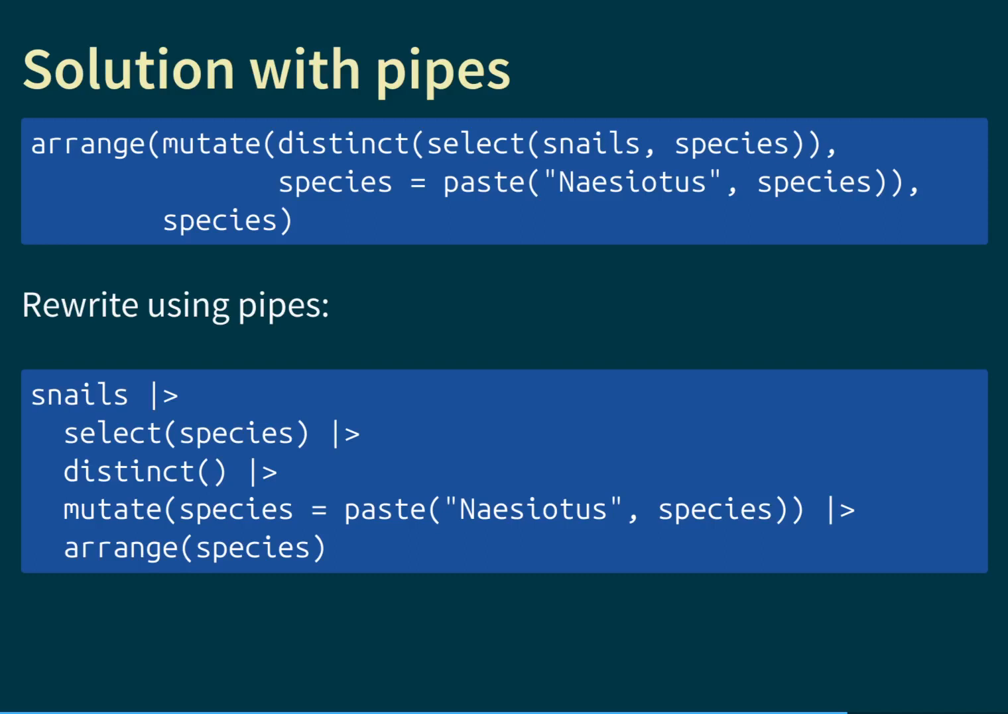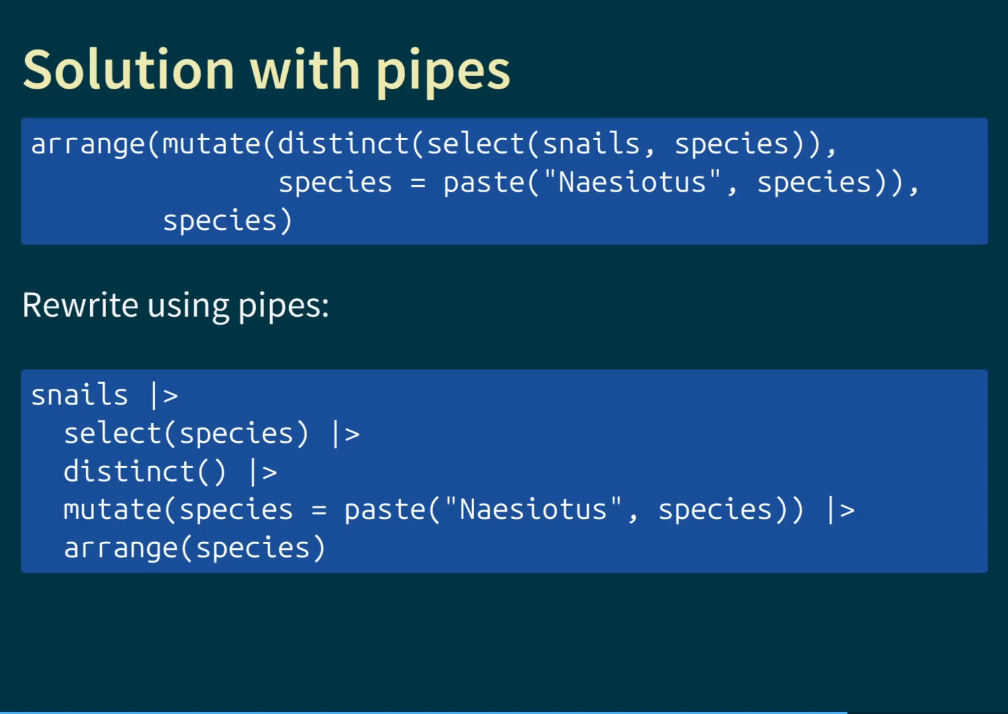It's just that a human has a hard time reading the first version and a much easier time reading the piped version. So the piped version really reads like a sequence of instructions, right? We start with the snail dataset, then we select, then we deduplicate, then we mutate, then we arrange. And that makes it easy to think about, that makes it easy to insert new steps in the workflow if we need to without any problems. So this is really the big advantage of using pipes.